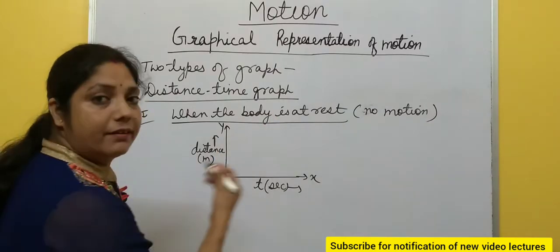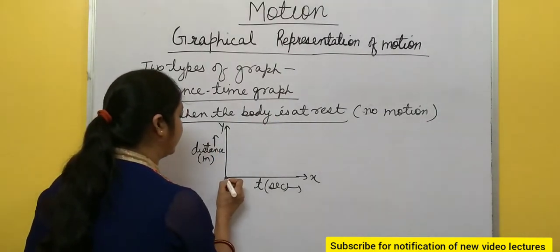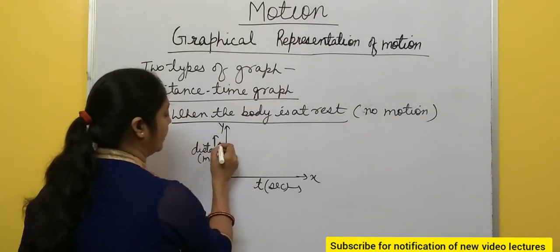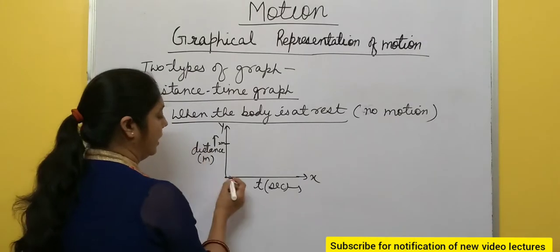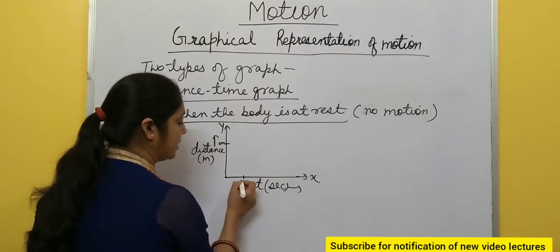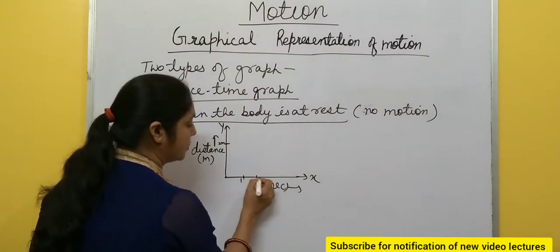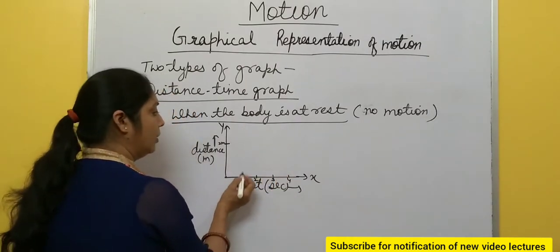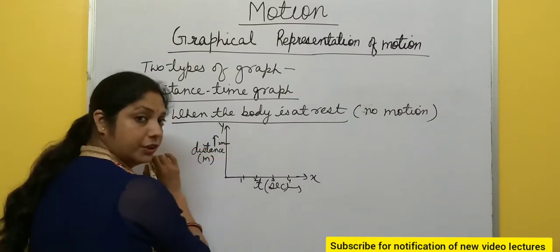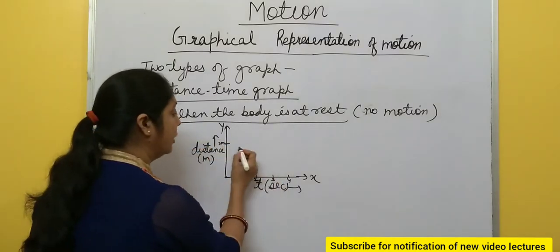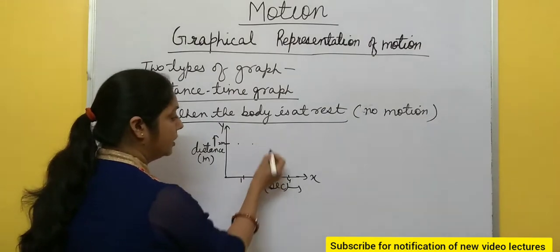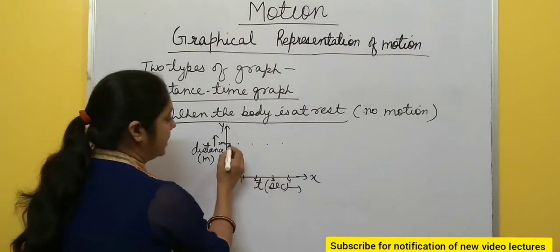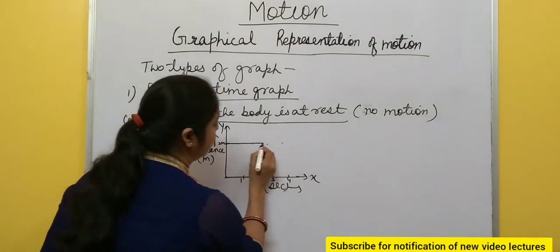When the body is at rest, suppose initially at time t equal to 0 the body is at, suppose, 2 meters. This distance is 2 meters. And after some time, suppose this is 1 second, this is 2 seconds, this is 3 seconds, this is 4 seconds. After 1 second, the body remains at this position, 2 meters. After 3 seconds, the body remains at this position. After 4 seconds, the body remains at 2 meters. Because the body is at rest, it does not change its position with time.